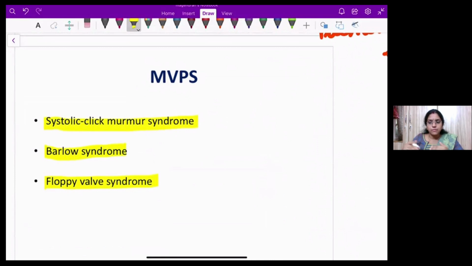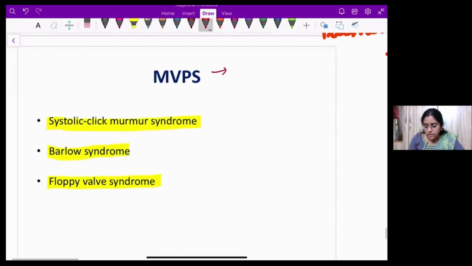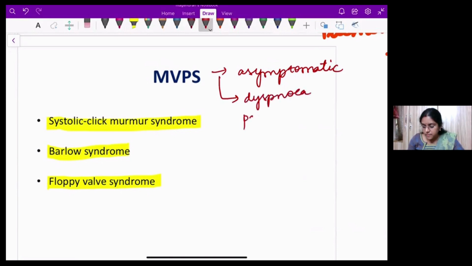Like you all know, the valve leaflets are very, very floppy because the leaflet is actually prolapsing. Okay, the valve is actually prolapsing into the atrium. So that is what we call mitral valve prolapse syndrome. In mitral valve prolapse syndrome, most of the patients are asymptomatic. When they do present with symptoms, what will be the symptoms? Most commonly, it will be dyspnea or palpitations.